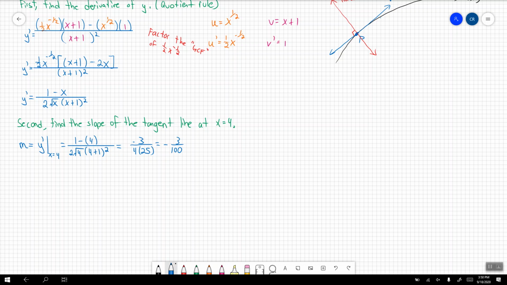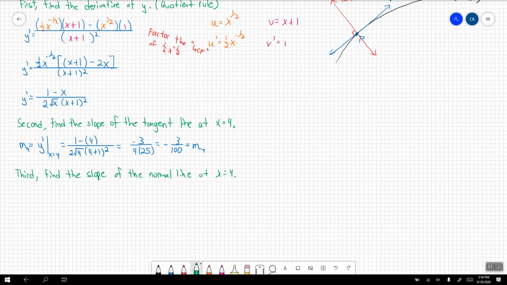Okay, so here we have the slope of the tangent line. And what I'm going to do is denote this as the slope of the tangent line, so I'm going to do m sub t. This sub t will then signify that's the slope of the tangent line. So I'm going to say now third, find the slope of the normal line at x is equal to 4.